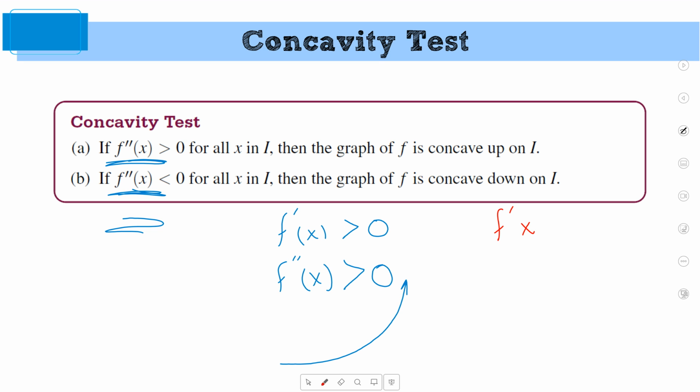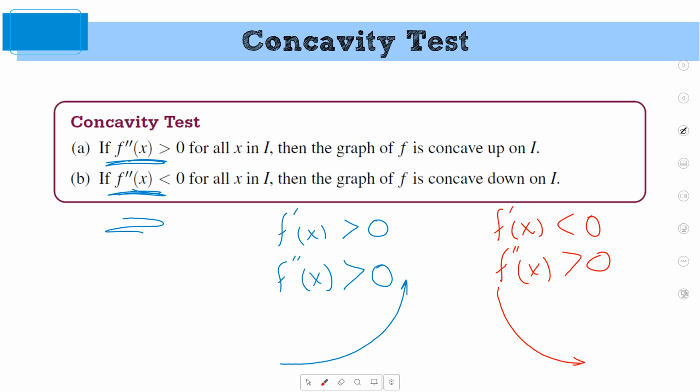You can pair this up to be any of the multiple combinations. What if the first derivative is negative, but the second derivative is positive? What does that look like? Decreasing concave up. And then, of course, the other two would be when the first derivative is negative and the second derivative is negative, and where the first derivative is positive and the second derivative is negative. Combining those two elements.